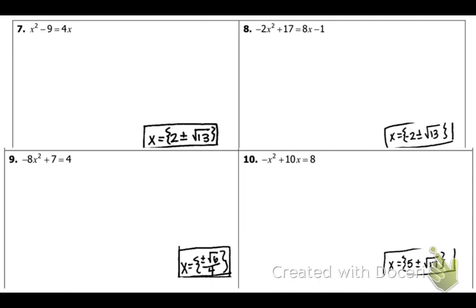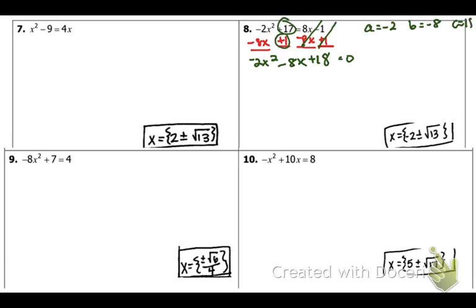Alright, so make sure it's in standard form. So minus 8x plus 1. Now, the negative 2x squared I can't combine with anything. But then the negative 8x I also can't combine with anything. But the 1 and the 17 I can combine, so I'll be left with 18. And then these will be 0. So now my A is negative 2, my B is negative 8, and my C is 18.